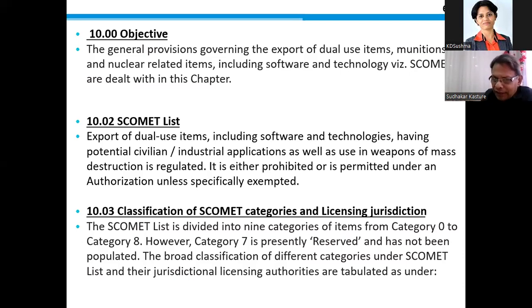Third, classification of SCOMET categories and licensing jurisdiction. First, these items have to be divided into proper categories because it's a long list. Then we must also decide who will grant the permission to operate on this, who should be the authority to allow, because this is not something which can be commonly utilized.